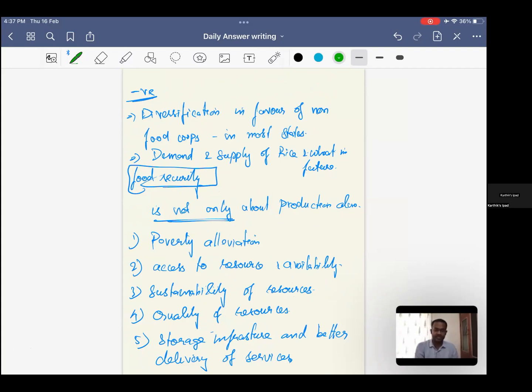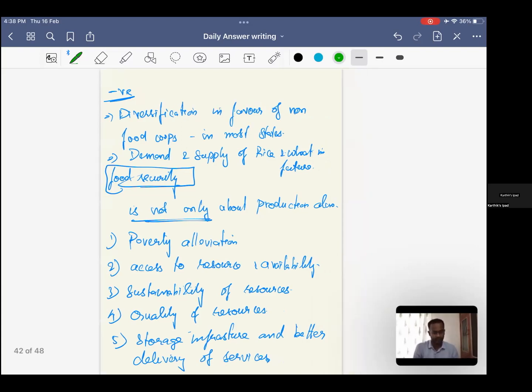Whereas diversification will not take away that particular problem, it will also ensure farmers' income, reduce the risk, double the farmers' income, and also reduce the regional inequality and the poverty in the regions. Right. Moving on to question number 2.